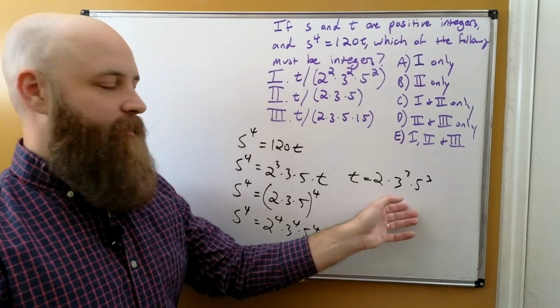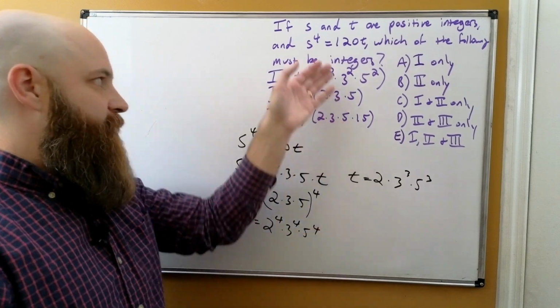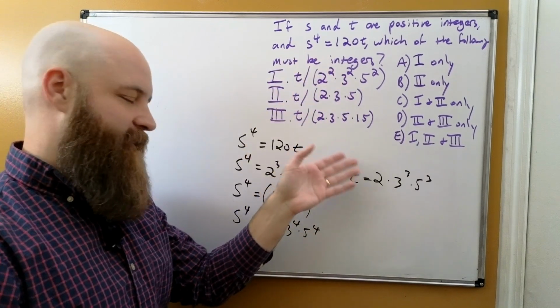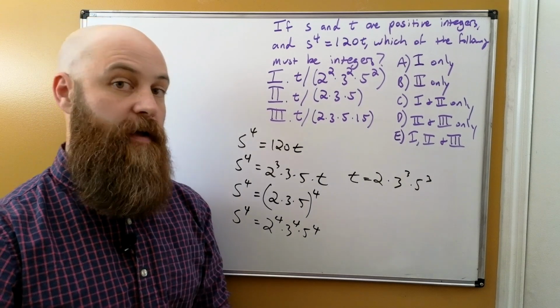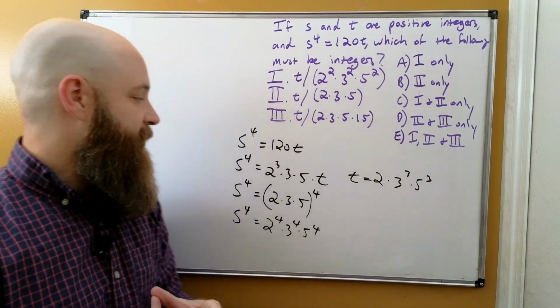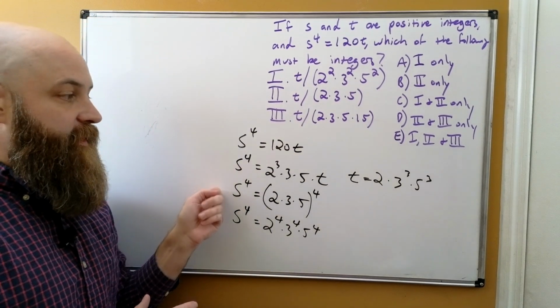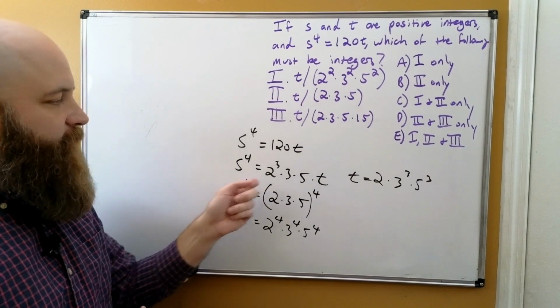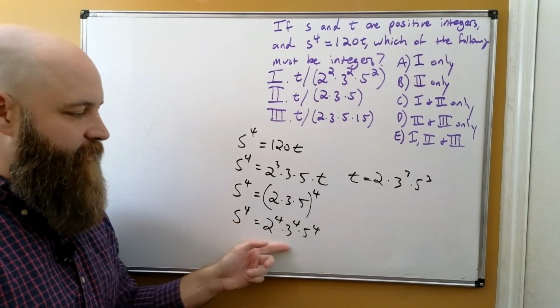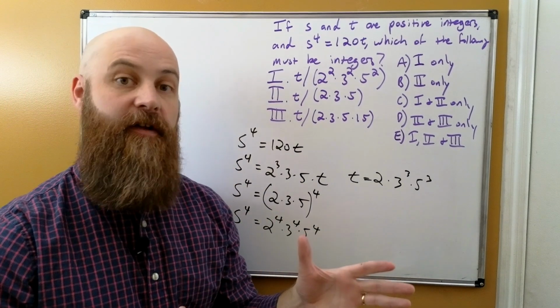Great, I've got my smallest possible value of t, and now I can take it through these answer choices, see which ones give me integers. I should be in good shape. Okay, but before I do that, let me just take a step back and say, if this logic here made sense, where I said, well, the smallest possible value of s to the fourth has to be this expression here, great, you're in good shape.